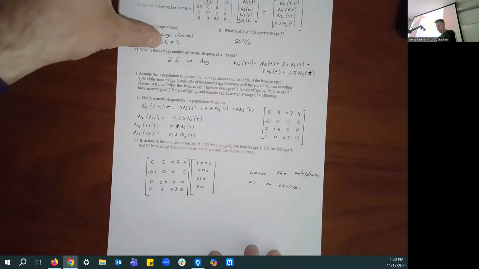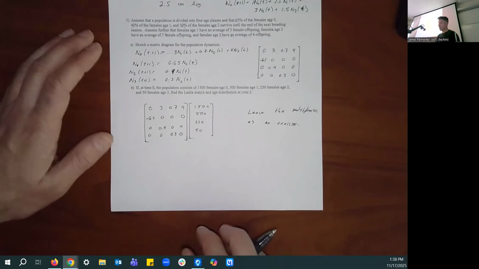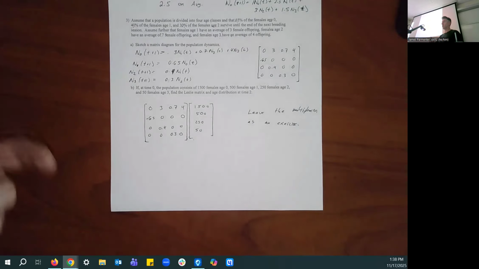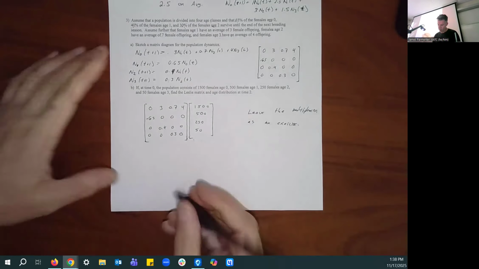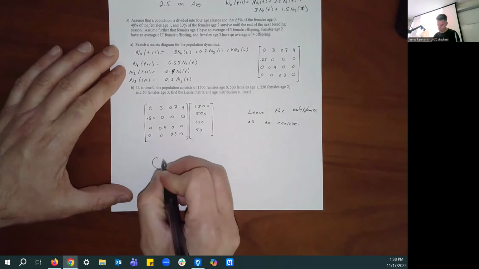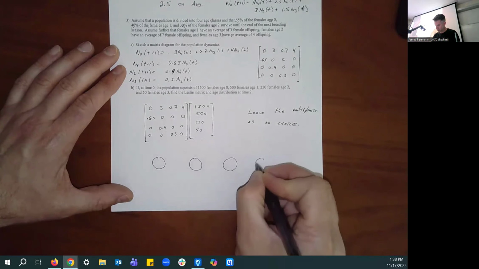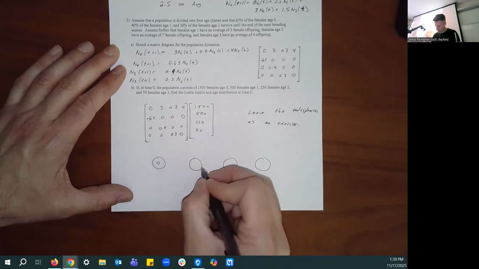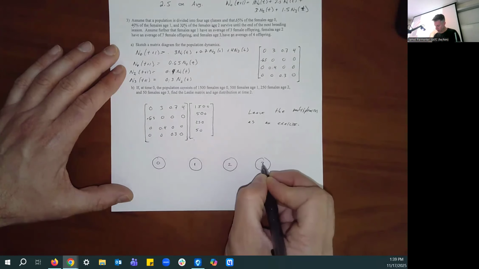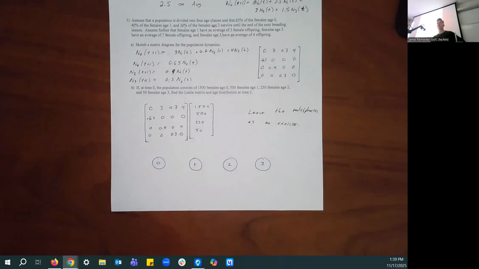But what I do want to point out is there was a diagram I was meant to have made that I kind of forgot about. So we can sketch a diagram for the number of 0-year-olds, 1-year-olds, 2-year-olds, and 3-year-olds. So here's what we're going to do. We're going to make little circles for each of the age categories. 0, 1, 2, 3. And then we draw arrows from one age category to another age category if some of that age category contributes to the other age category next year.